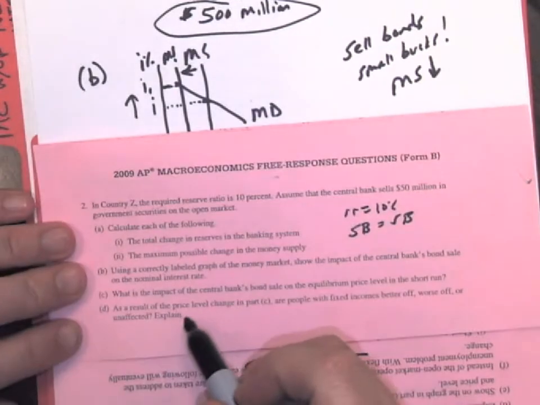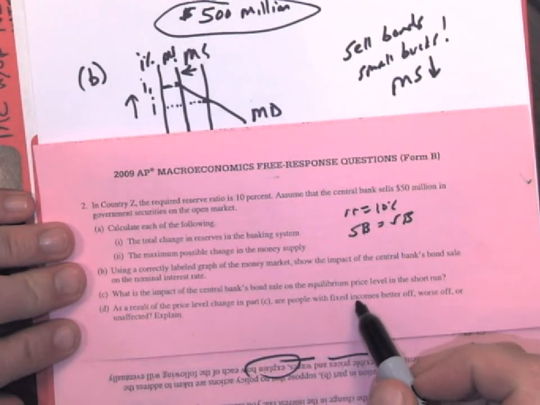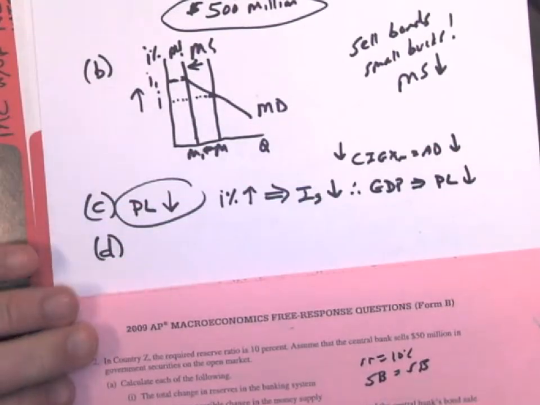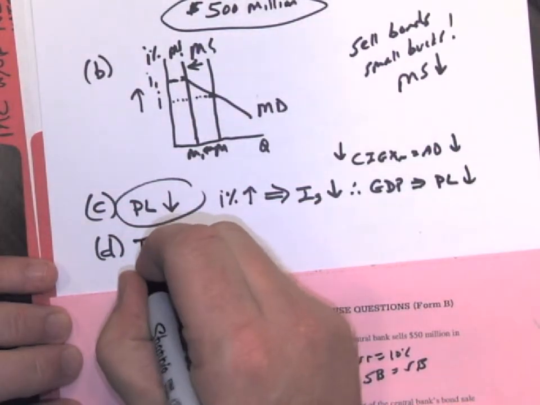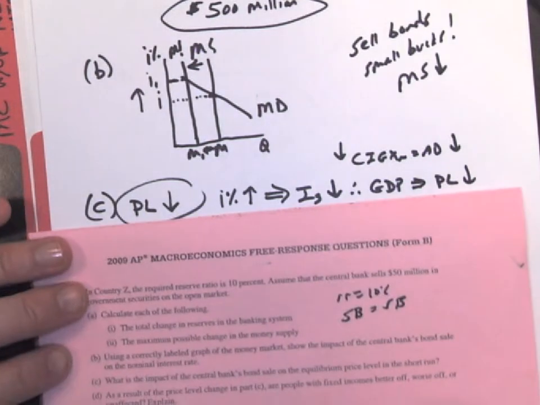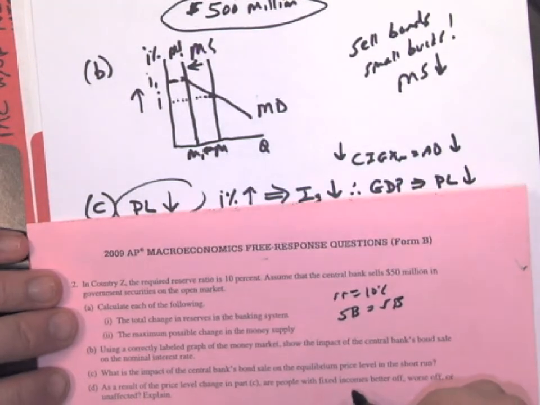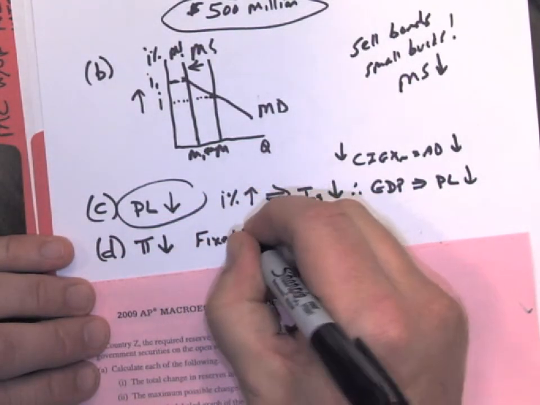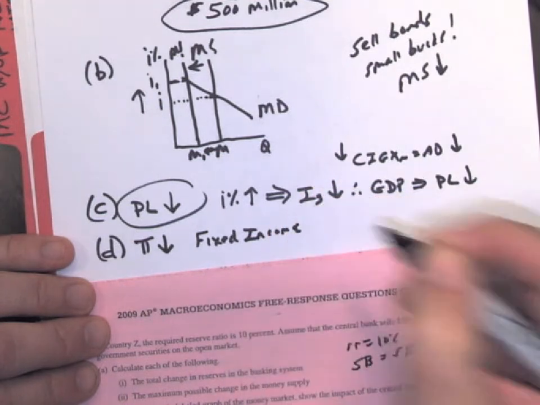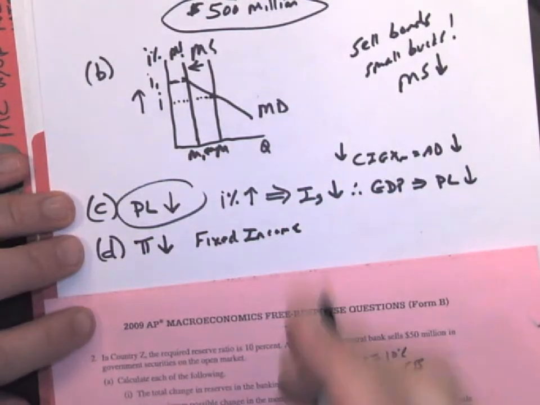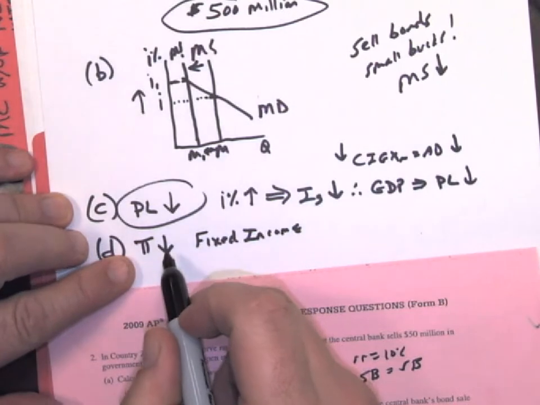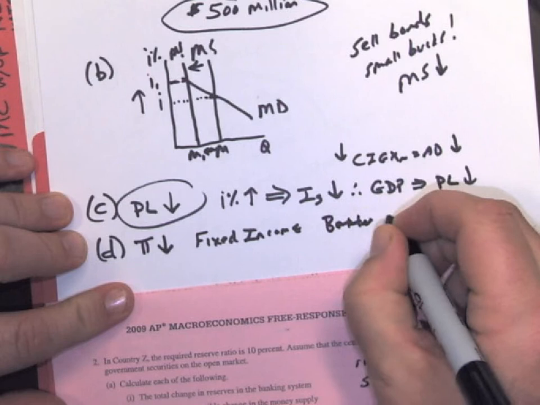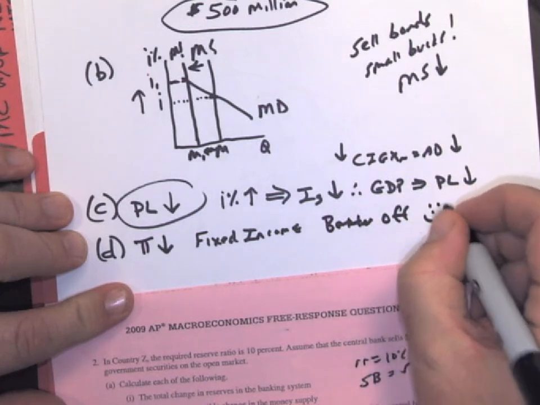Alright, as a result of the price level change in Part C, are people with fixed incomes better off, worse off, or unaffected? Explain. Well, now all of a sudden if price levels drop, that means inflation is decreasing. So they're asking about people with fixed incomes. If you have a fixed income, that means you make the same salary all the time. So if your same salary all of a sudden buys more things because prices are lower, then that means you are better off, or as we call, happy.